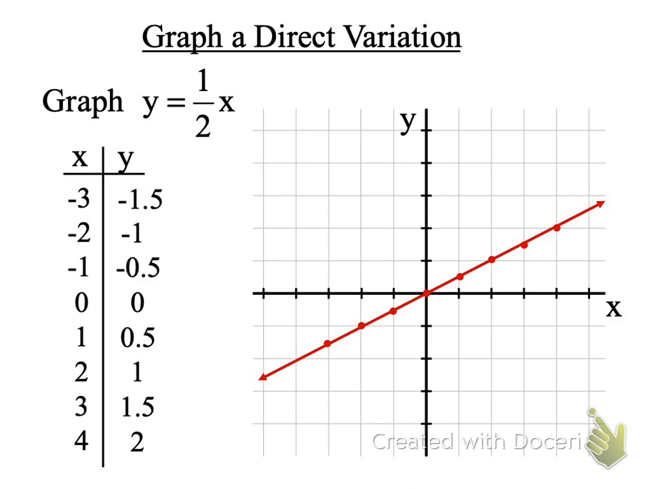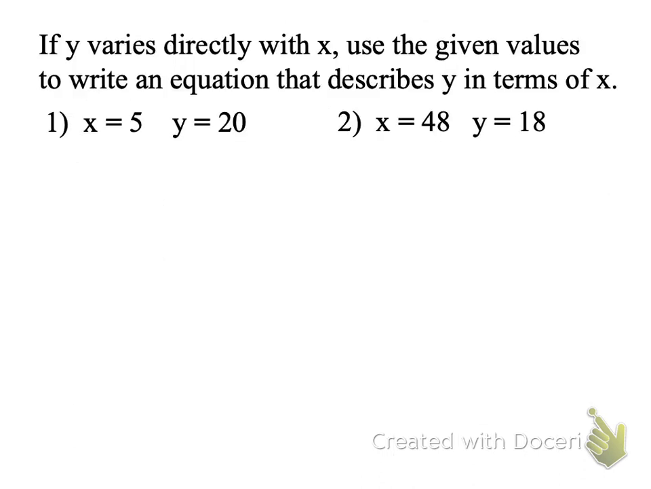All right. Now the next way they could present this to us. What are they asking? They said y varies directly with x. So right away, every time I see that, we have to write y equals kx. But this time it says use the given values to write an equation.